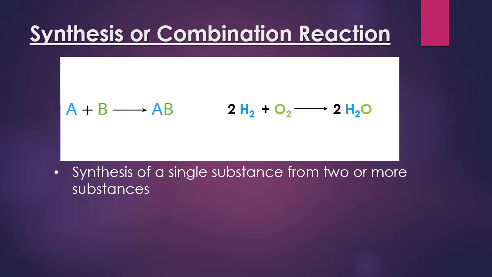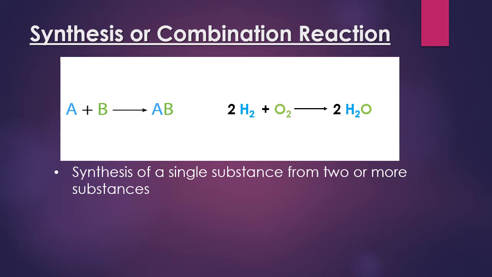All right, so let's look at some different types of synthesis or combination reactions. We have 5 different types of reactions that we're going to be learning, and you need to be able to recognize these reactions and label them correctly.